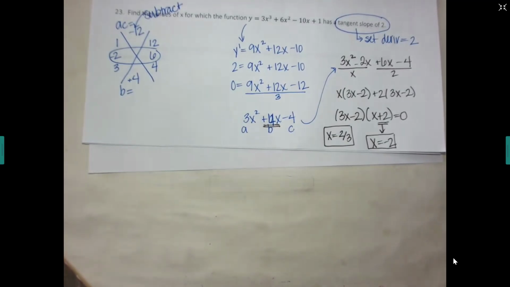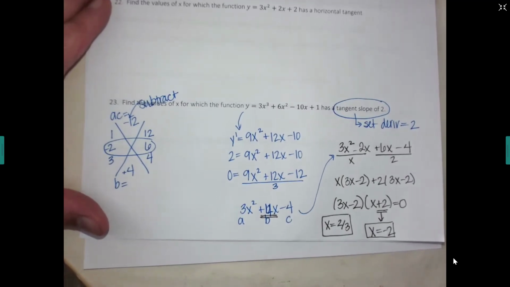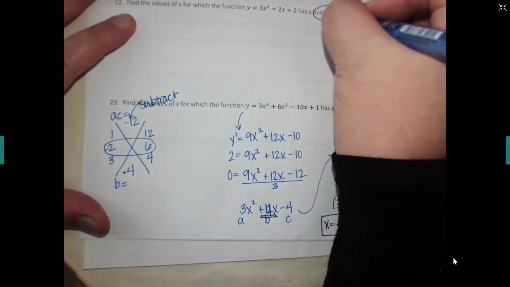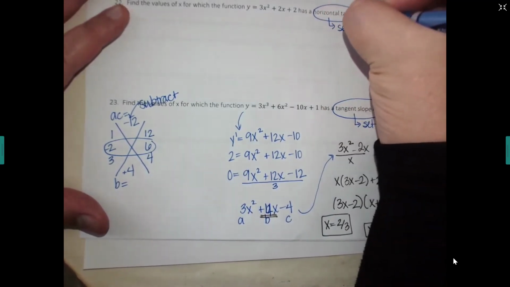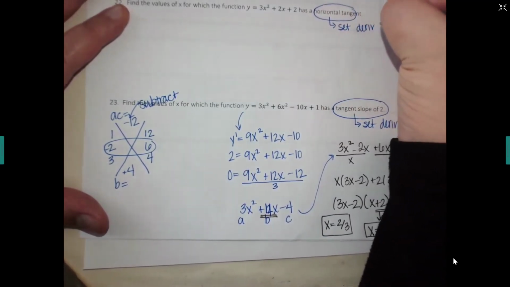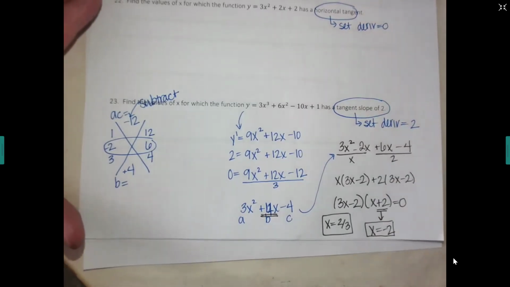Now, I'm not going to do 22, but if I want a horizontal tangent, what slope are they asking me to find? What number? Horizontal tangent. 0. So you're going to take the derivative and then set it equal to 0. Okay, so remember, a horizontal tangent is just a specifically 0 slope. So you solve it the same way, but instead of letting it equal 2, you would let it equal 0.